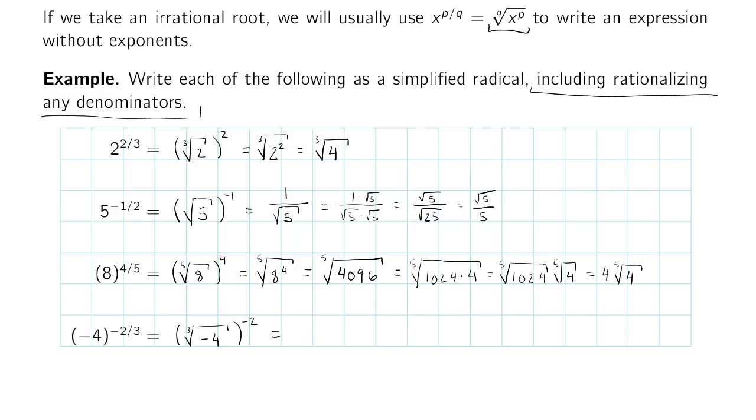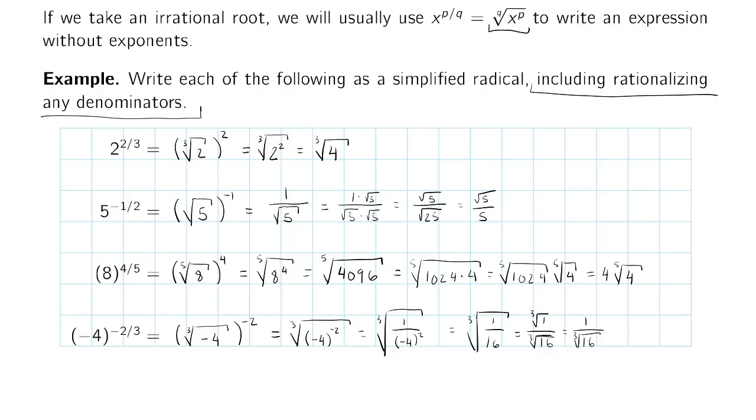So I can say, well, this is the third root of negative 4 to the power negative 2. So the third root of 1 over negative 4 squared. The third root of 1 over 16. Now I can play rationalizing games and say this is the third root of 1 over the third root of 16. 1 over the third root of 16.